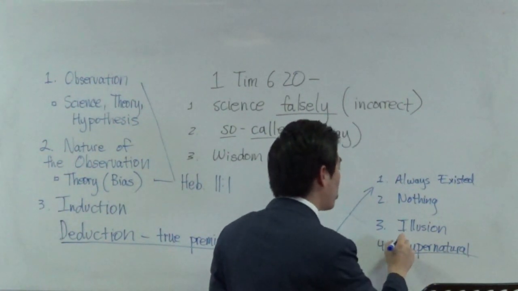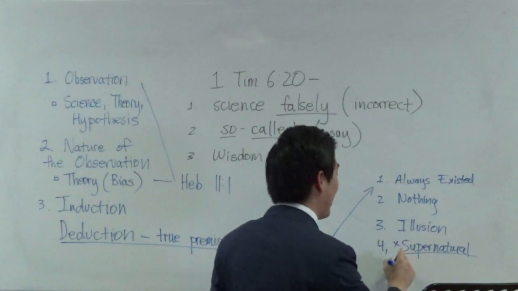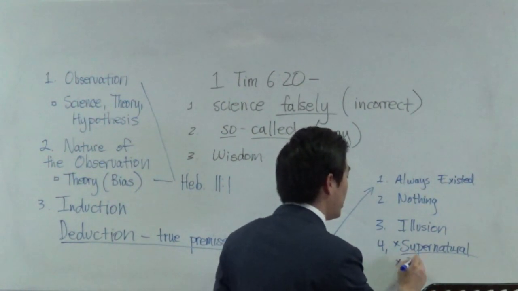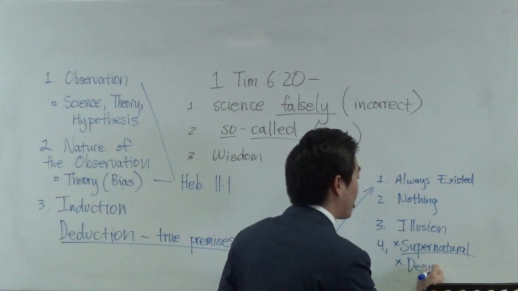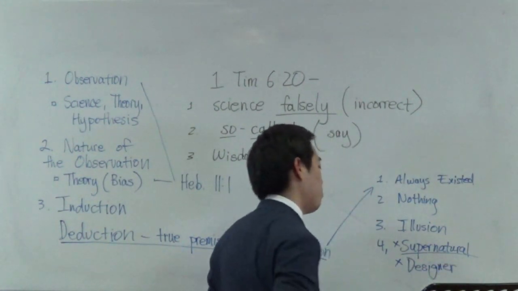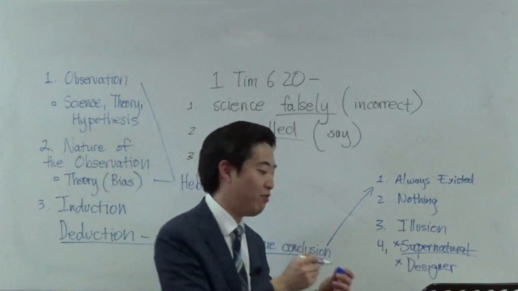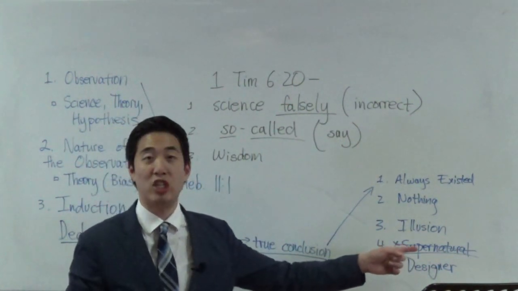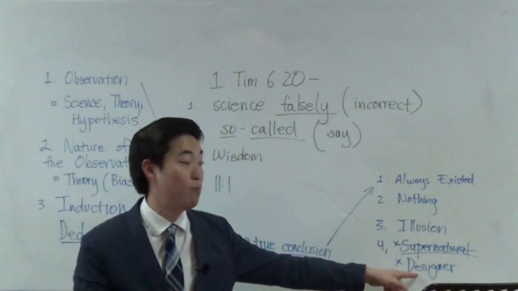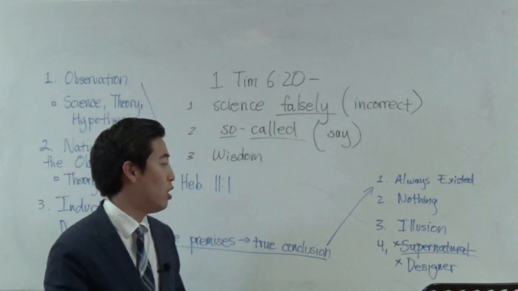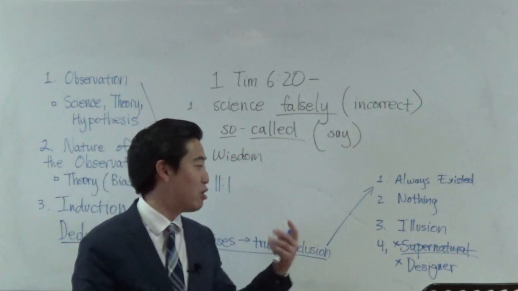But if you don't like the word supernatural because that might not be an actual premise, you can use this. You can use designer. That's an actual premise that's proven true. So even if you don't like the word supernatural, then use the word designer. And that's even worse. That will prove it's not just some supernatural thing. It's an actual person. So that'll make it worse for you. So these are the only four premises that you can go by.